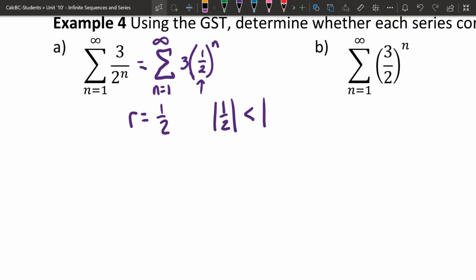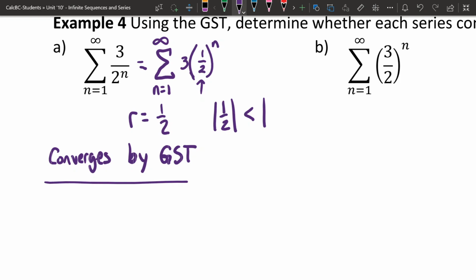So we can say it converges by GST. And then the directions said if it converges, find where it converges to. So let's do that. Our sum equals our initial value. If we plug in that 1 there, then we're just going to get 3/2 divided by 1 minus r. So 1 minus 1/2.